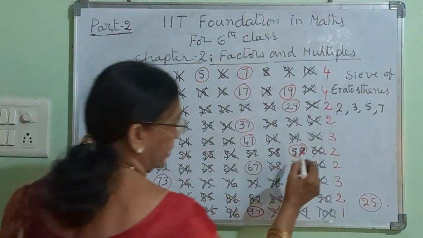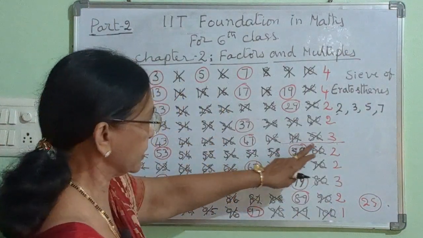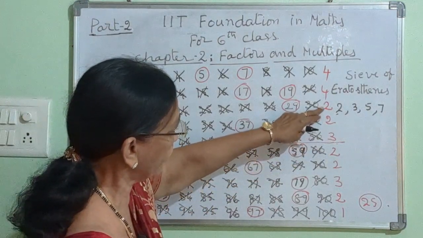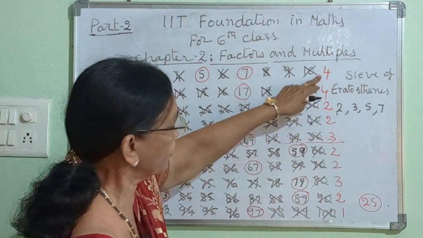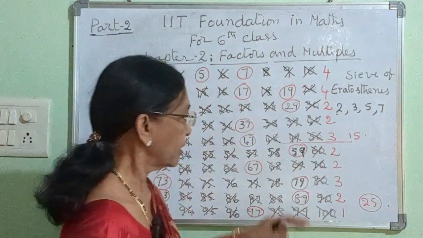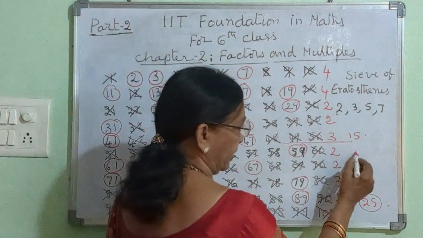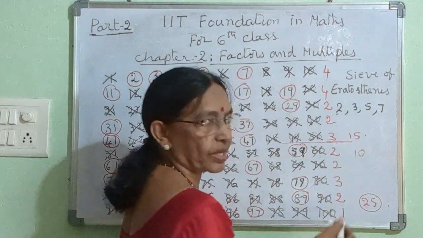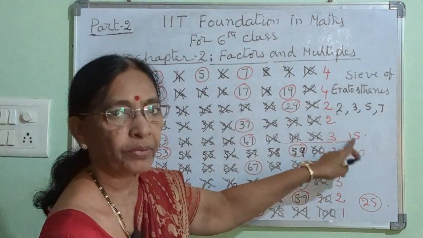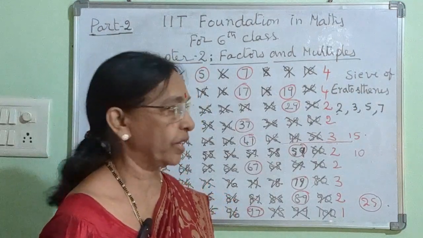If we take up to 50, the total prime numbers below 50 are 3 plus 2, 5, 5 plus 2, 7, 7 plus 4, 11, 11 plus 4, 15. So, up to here there are 15 prime numbers. From 50 to 100 there are 10, because total 25, if we subtract 15 we get 10. Up to 50 there are 15 prime numbers. Up to 100, from 1 to 100 there are 25 prime numbers.